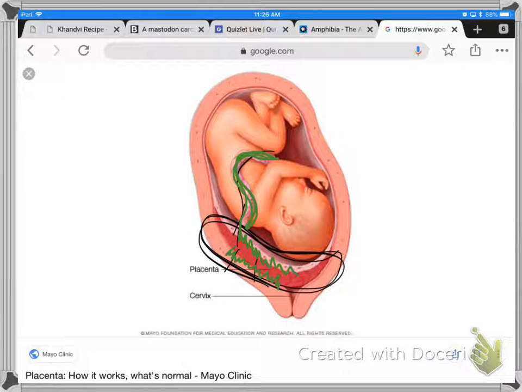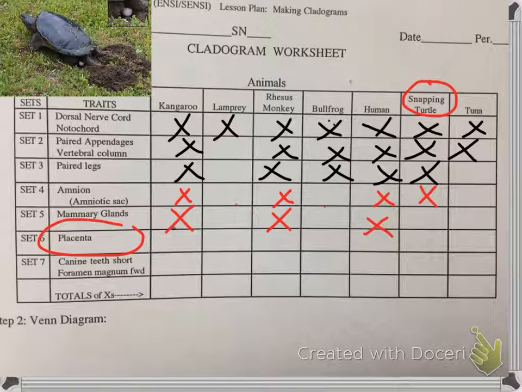It's pretty revolutionary. It's pretty cool. So we talk about placental mammals. First of all, you have to have an amniotic sac to have a placenta, because it connects the amniotic sac to the uterus. So anything that doesn't have an amniotic sac is automatically out. So what do you think has a placenta?